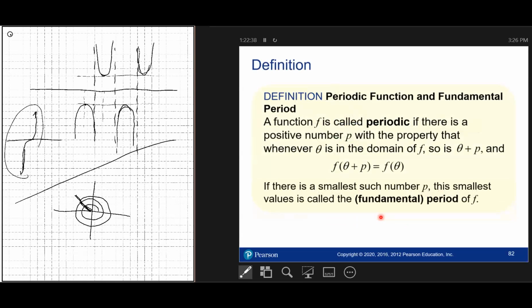All right. Periodic function and fundamental period. A function is called periodic if there is a positive number p with the property that whenever theta is in the domain of f, so is theta plus p, and f of theta plus p equals f of theta.